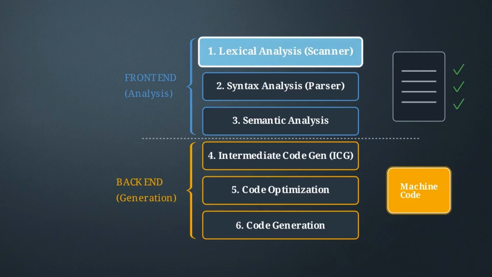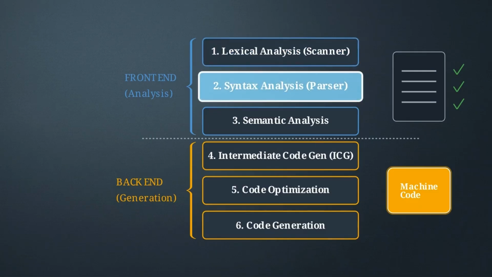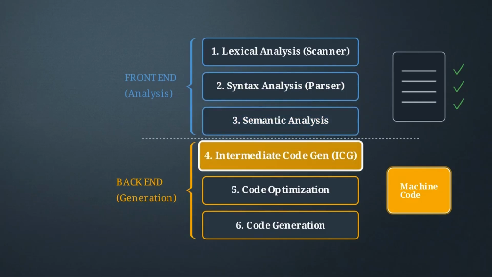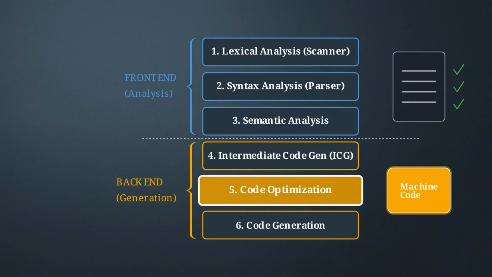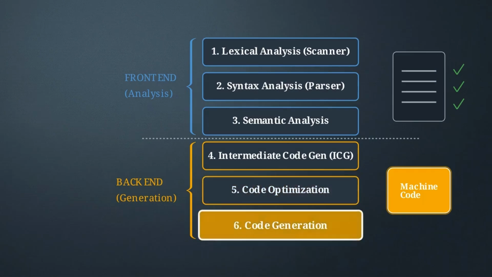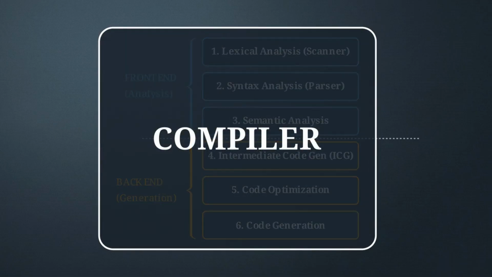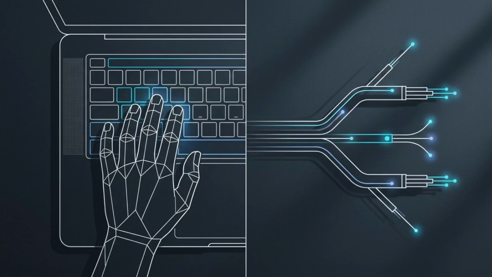To recap the flow, the scanner finds the words, the parser checks the grammar, semantics checks the meaning, ICG creates temporary code, the optimizer makes it faster, and the generator creates the machine code. This architecture provides a clear, logical framework for translation. By breaking the process into these 6 steps, a compiler turns abstract human thought into digital reality.